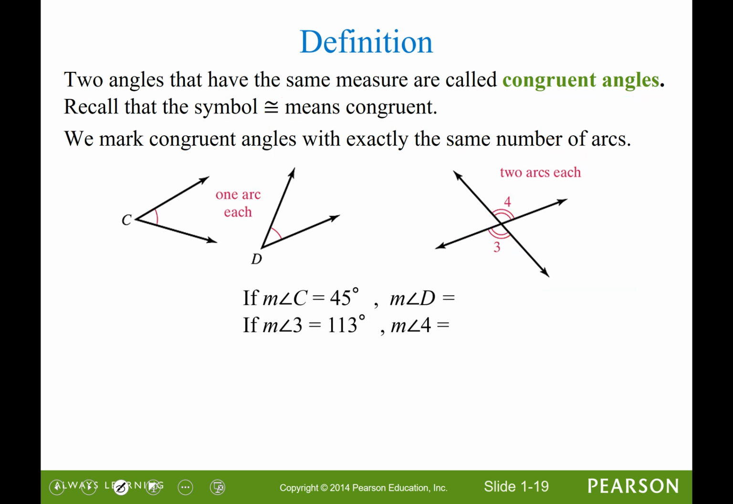All right, so let's try a scenario here. If the measure of angle C equals 45 degrees, and I always write it on the figure if it's reasonable to do so, then the measure of angle D equals how many degrees? What do you think? If you said 45 degrees, you got it right. Nice job. If the measure of angle 3 equals 113 degrees, what do you think the measure of angle 4 is? If you said 113 degrees, you got it right. Nice job.